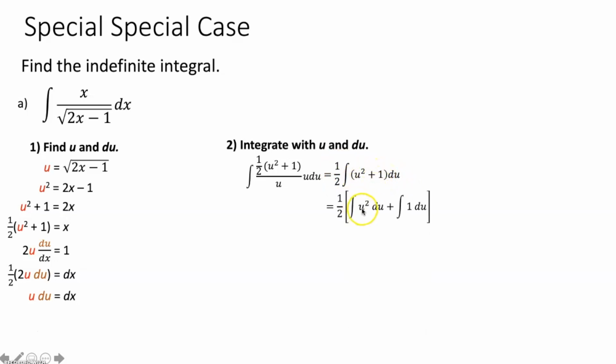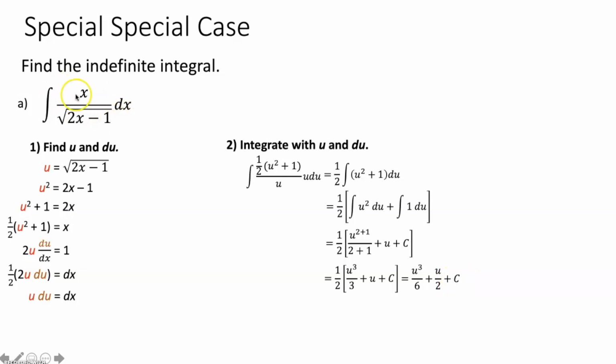The integral of u squared du is going to be u to the 2 plus 1 power over 2 plus 1 plus c. The integral of 1 du is going to be u plus c. The c's add together to create just one constant of integration, and I distribute that 1/2 out front to each of the terms, and I end up getting u cubed over 6 plus u over 2 plus c.